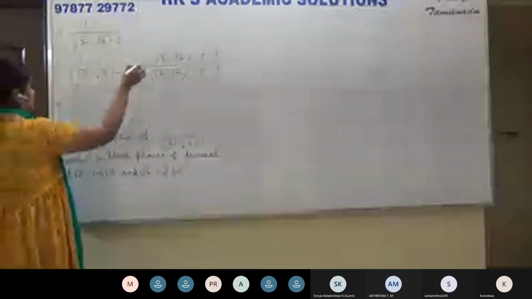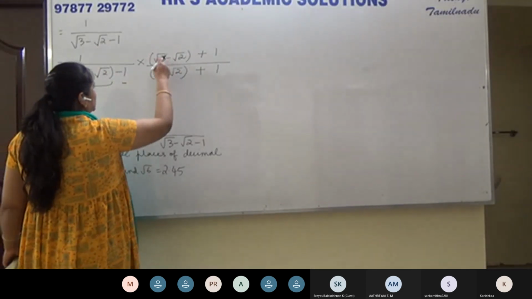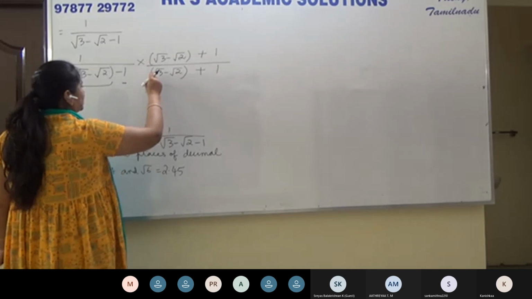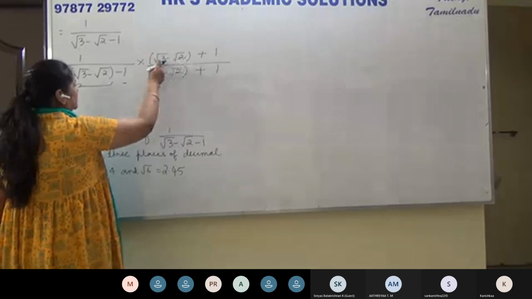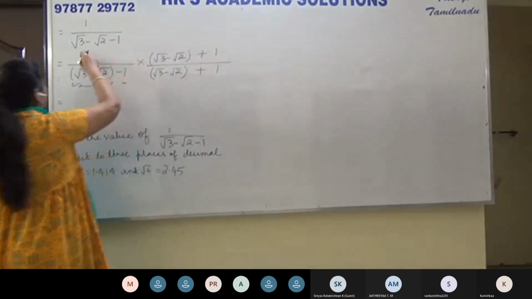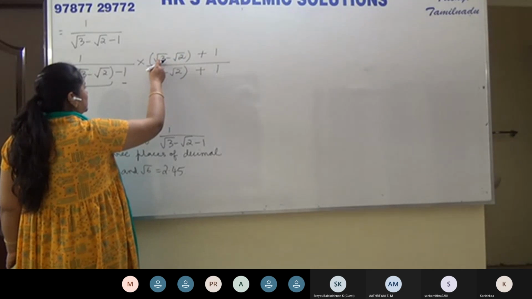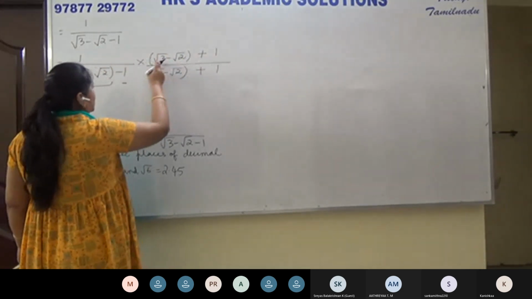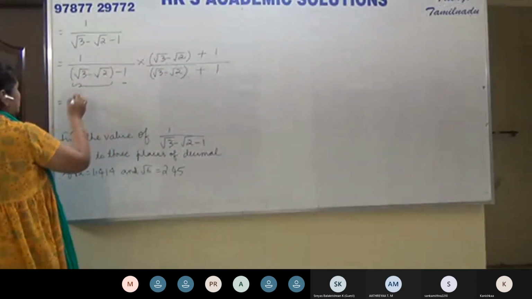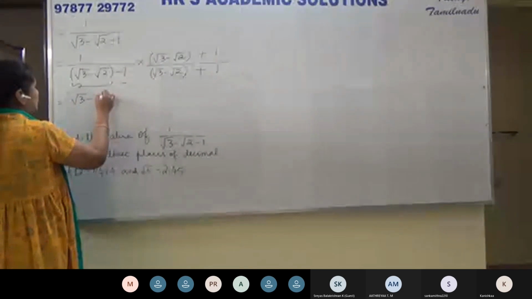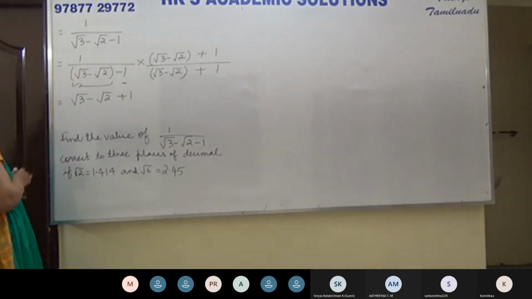Next, multiply the numerators. Though the 2 terms are enclosed in a bracket, this is nothing but root 3 minus root 2 plus 1 into 1. It's the same thing, so you can remove the bracket. So the numerator is root 3 minus root 2 plus 1. This is the numerator after finding the product.